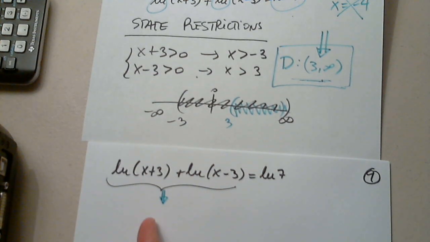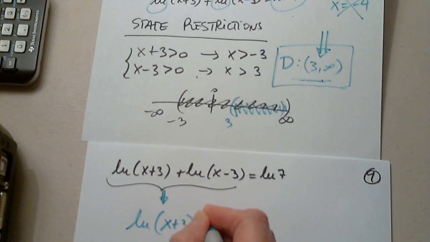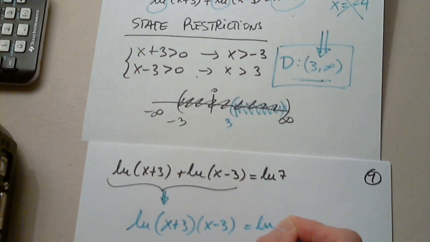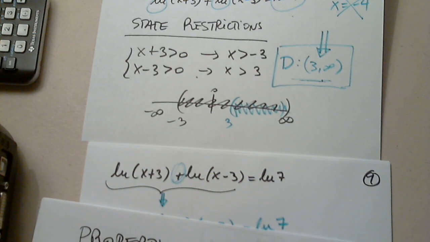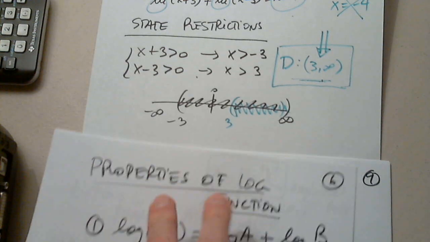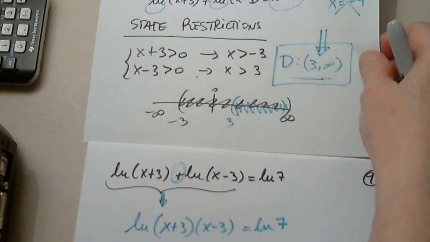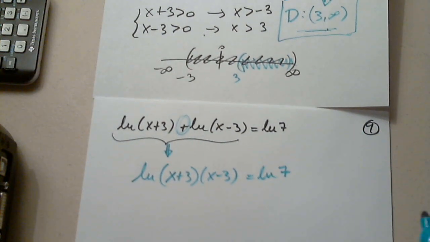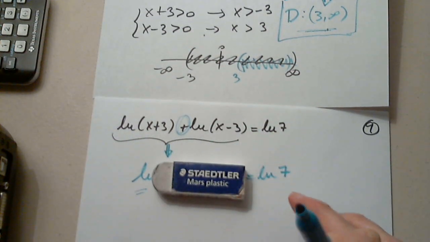I was going to say, we do log of parentheses a times b. Yes, x plus 3 times x minus 3 equals natural log 7. Indeed. So we had to use this property because of this symbol. So log of a plus log of b is log of ab. So now, I have natural log of a quantity. And on this side, I have natural log of 7.